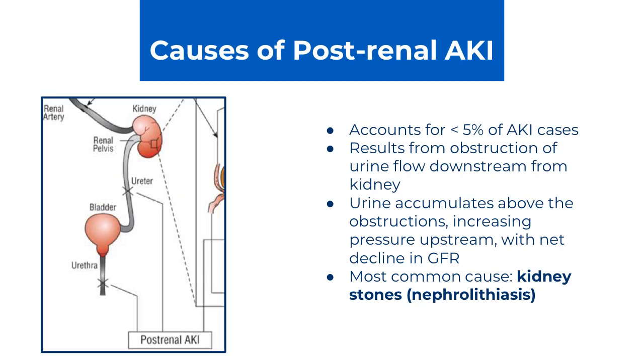The least amount of cases of AKI are the post-renal realm of cases. They account for less than 5% of all AKI. They result from some sort of obstruction of urine flow downstream from the kidney. When urine accumulates above these obstructions, it increases the pressure upstream and causes a decline in net GFR. The most common cause of post-renal AKI is kidney stones.